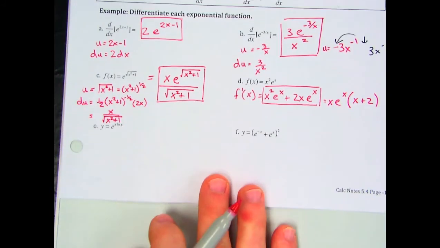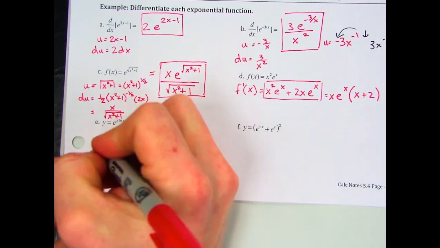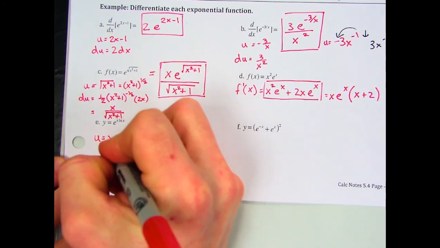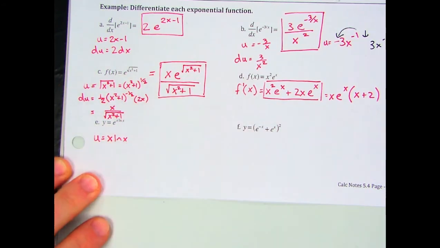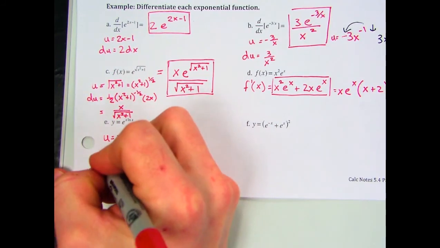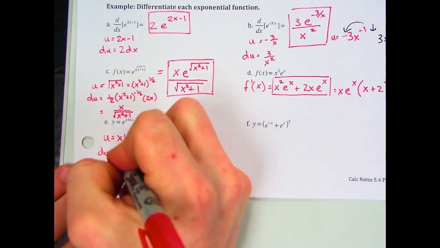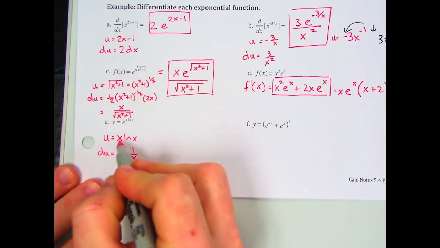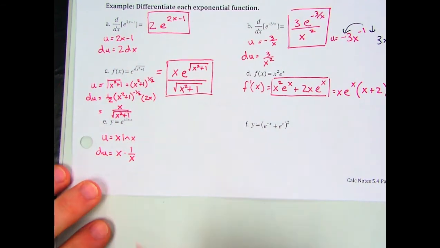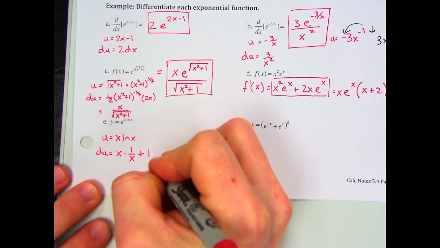Okay. Let's move to the next one. We have e to the x ln x. So what we've been doing this whole time is letting that exponent equal u. And it's no different here. So now we have the derivative of x ln x. x times 1 over x, because it's the first function times the derivative of the second. And then the derivative of the first function, which is 1, times ln x.